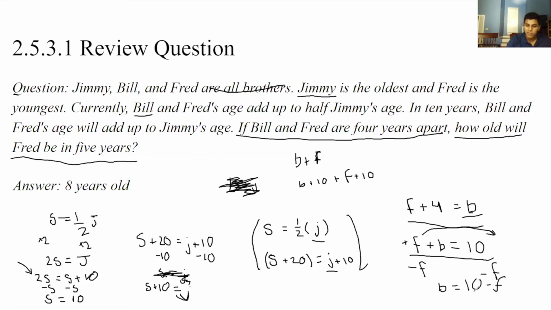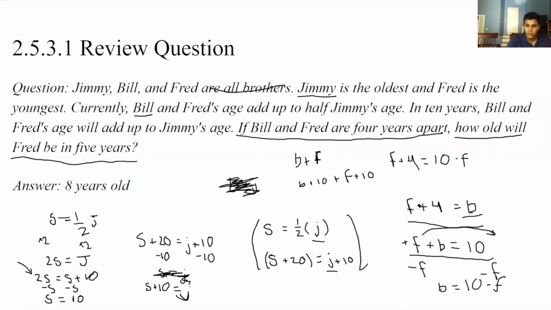All right, so now I have B equals 10 minus F, and B equals F plus 4. So finally, I just need to combine these two equations to tell me F plus 4 equals 10 minus F, since they're both equal to B. Lastly, I need to figure out which side to get F on its own on. I'm going to choose the left-hand side, so I need to get rid of this plus 4.